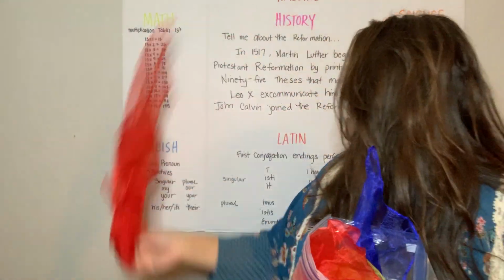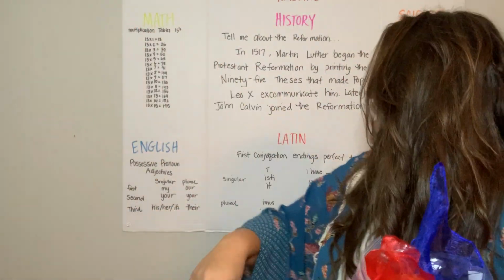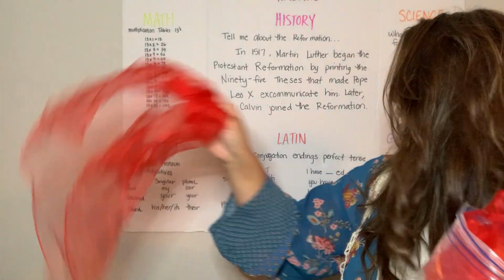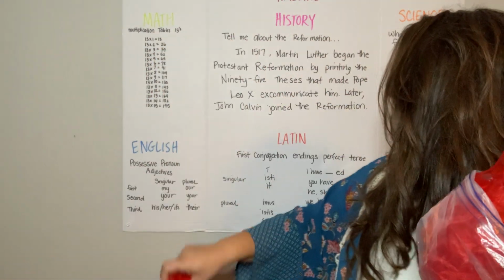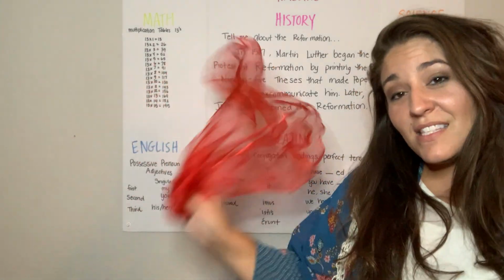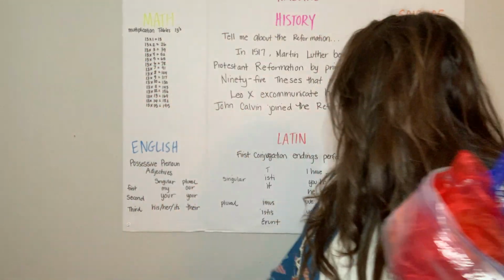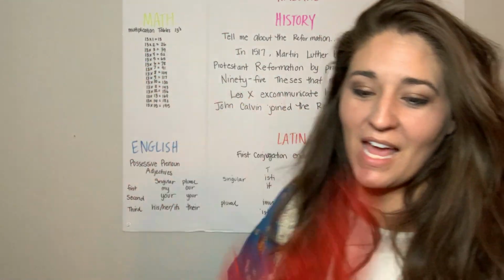In 1517, Martin Luther began the Protestant Reformation by printing the 95 Theses that made Pope Leo X excommunicate him. Later, John Calvin joined the Reformation, and this is how it all began. In 1517, Martin Luther began the Protestant Reformation.